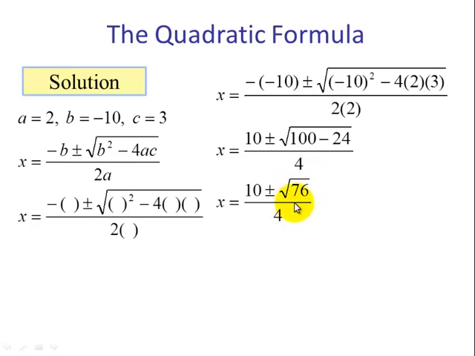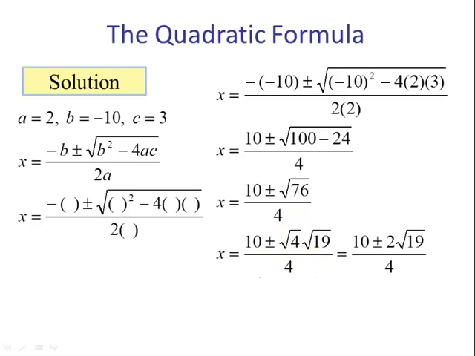76 is not a perfect square, but it does have a perfect square as a factor. So we want to simplify this. 4 times 19 gives me 76. So with the square root property, we can break this up into the square root of 4 times the square root of 19. And that gives us the square root of 76. Square root of 4 is 2. So we now have 10 plus or minus 2 times the square root of 19 divided by 4.